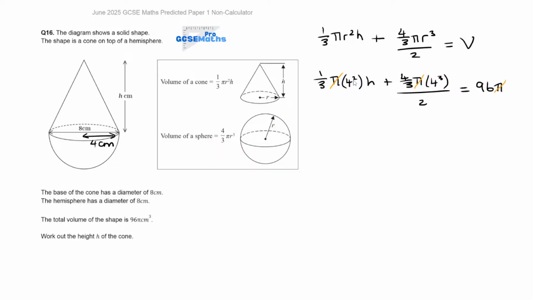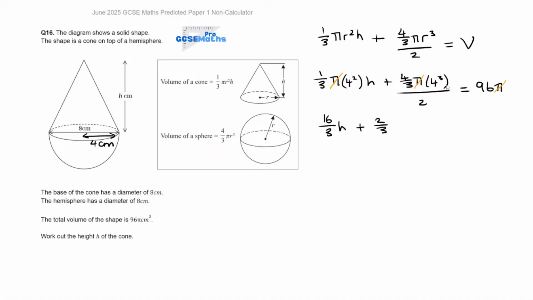So 4 squared is 16, obviously times by 1/3. I wouldn't write that as a decimal. Leave it as a fraction, 16 over 3. Plus, now this one we need to simplify. You might simplify it differently to me, but as long as we end up with the same thing, it's fine. What I did was 4/3 divided by 2. That actually simplifies to 2/3. Also think about half of 4/3 is going to be 2/3, isn't it?